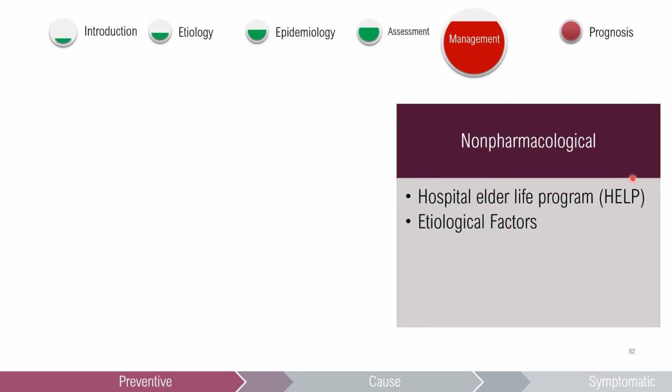HELP and eliminating the risk factors are among the non-pharmacological interventions. HELP is a structured program which studies have shown effective in preventing delirium. It's a commercial product from the American College of Geriatrics that costs around $5,000 for a 2-year subscription.